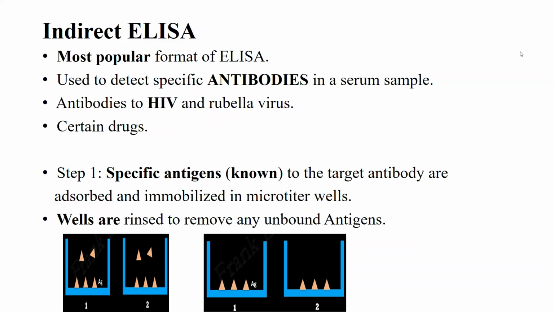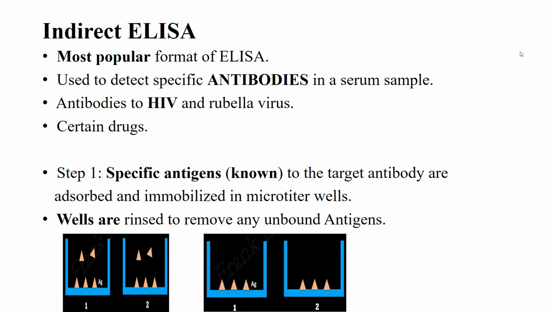Indirect ELISA is the most popular technique and it's mainly used for detection of specific antibody present in the serum sample. For example, antibodies to HIV and rubella virus, and it's also used for detection of certain drugs present in the serum sample. This technique is mainly used for detection of the specific antibody present in the serum sample.